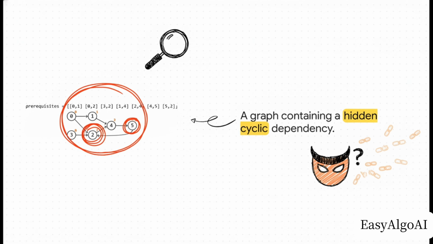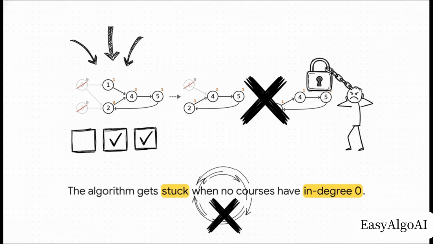What happens if our trusty detective tool runs into a villainous cycle hidden deep down inside a much larger graph? Notice here how courses 0 and 3 are unlocked and ready to go, but if you follow the arrows between courses 2, 4, and 5, yikes. They form a completely hidden closed loop. Watch exactly what happens to our algorithm here.